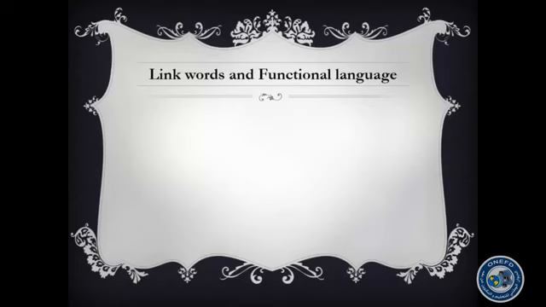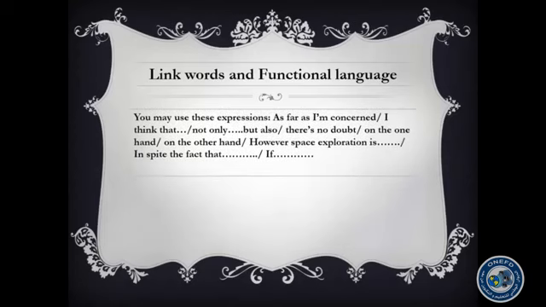So, in order to have a coherent piece of writing, you must use the right link words and functional language. For this type of composition, where you use arguments and speak about your opinions, you have to use expressions that correspond to personal opinions. For example, you have: as far as I am concerned, I think that, not only, but also, there is no doubt, on the one hand, on the other hand, however, space exploration is, in spite of the fact that, or if.